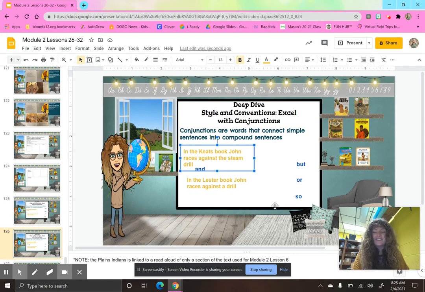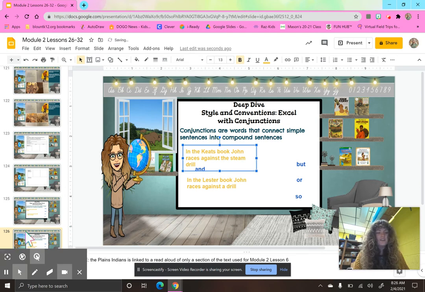All right, and our last conjunction is so. In the Keats book, John races against the steam drill. So in the Lester book, John races against a drill. Does so work? No. So which conjunction is going to fit to put these simple sentences together? The word and, right? That is going to be the best option for putting those sentences together. In the Keats book, John races against the steam drill. And in Lester's book, John also races against a drill.